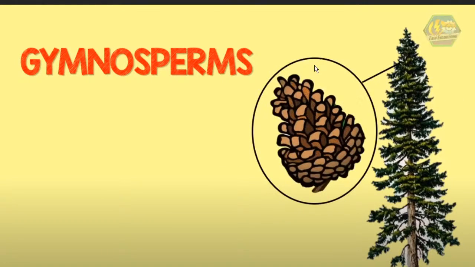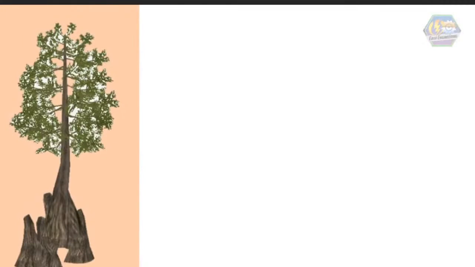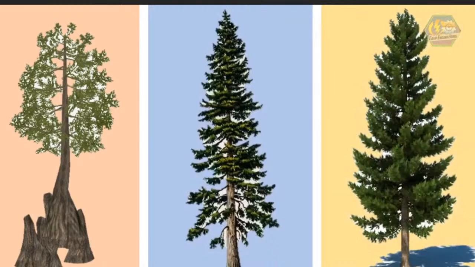Okay, conifers. This is a conifer because this is kind of cone, un cono. That's why they are called conifers. The word conifer means bearing cones. Most of these conifers are the cypress trees, fir trees, pine trees, and more.